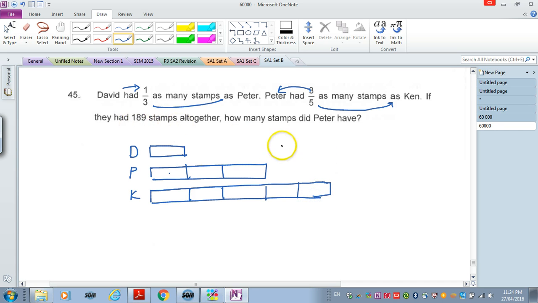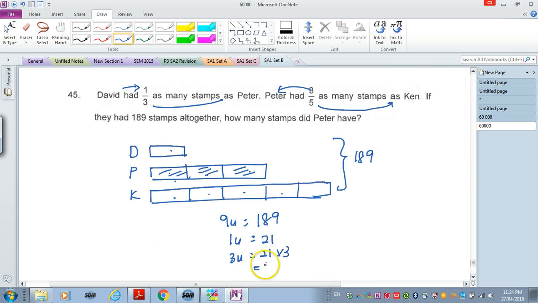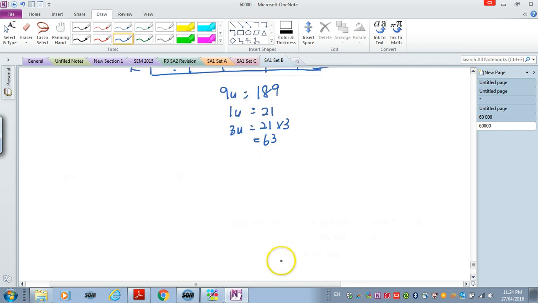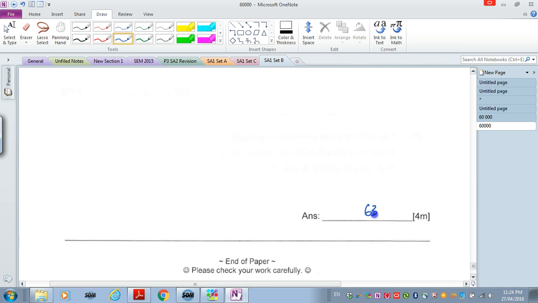They had 189 stamps altogether. So altogether is 189 stamps. How many stamps does Peter have? So I want to find these 3 units. So altogether I have 1, 2, 3, 4, 5, 6, 7, 8, 9. 9 units is 189. Therefore 1 unit would be 21. 189 divided by 9 is 21. I want to find Peter, which is 3 units. So it's 21 times 3, and my answer would be 63. So Peter has 63 stamps.